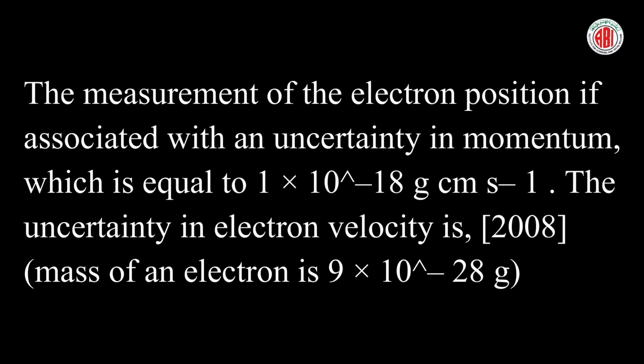Okay, now let us go for the next question. The measurement of the electron position is associated with an uncertainty in momentum which is equal to 1 into 10 to the power of minus 18 gram centimeter per second. The uncertainty in the electron velocity, where the mass of the electron is given here as 9 into 10 to the power of minus 28 gram, is to be found. It is converted into gram and given. Let us see how to solve this problem.